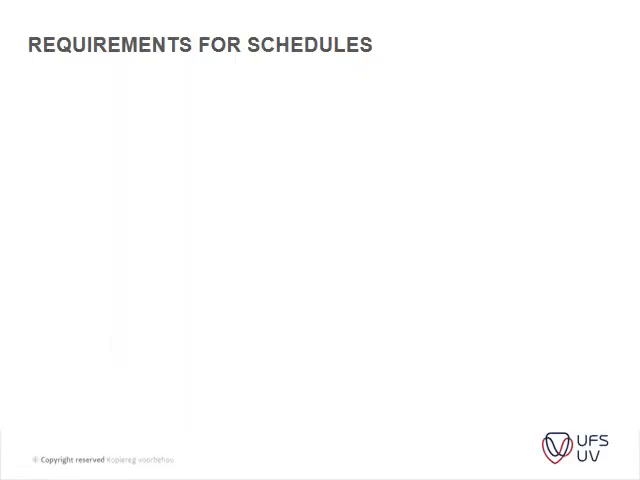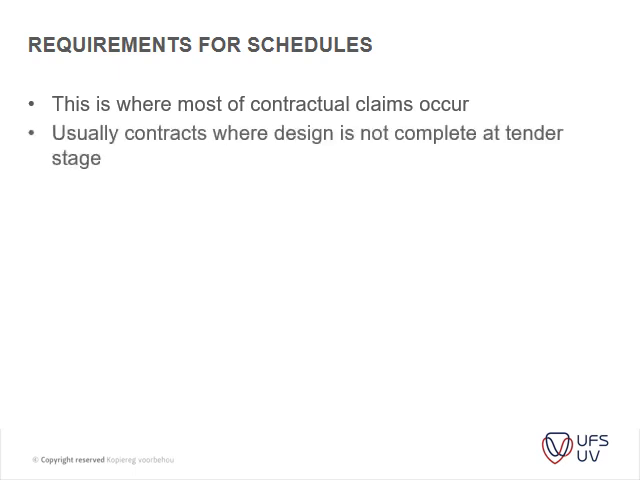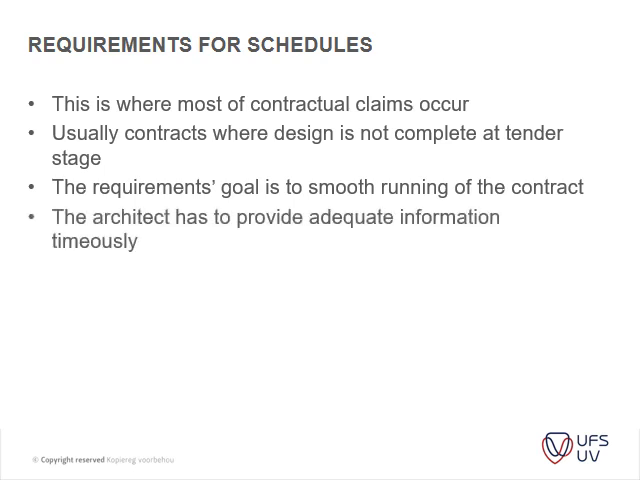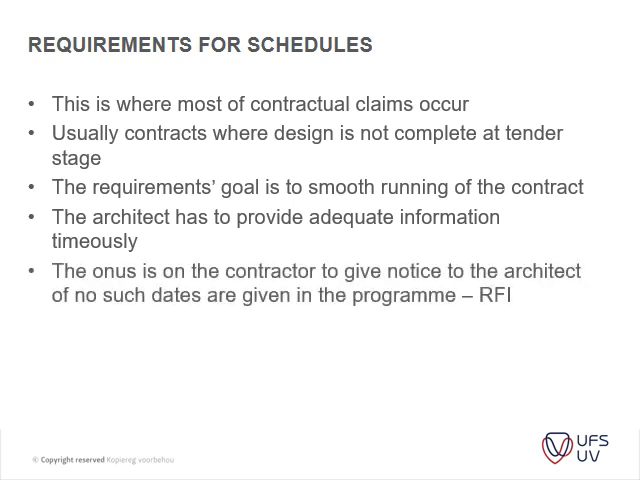Okay, then your requirements for your schedules. There's a couple of basic items that you need to have in that. This is where most contract claims occur. It's usually contracts where design is not complete at tender stage, and then the requirement is for smooth running of the contract, and then the architect has to provide adequate information timeously. Then the onus is on the contractor to give notice to the architect if no such dates are given. Okay, so that's the RFIs which I spoke about in the lecture.